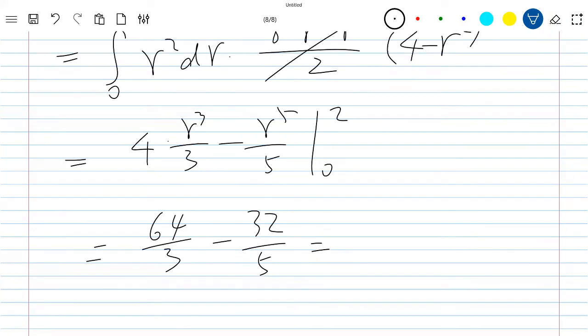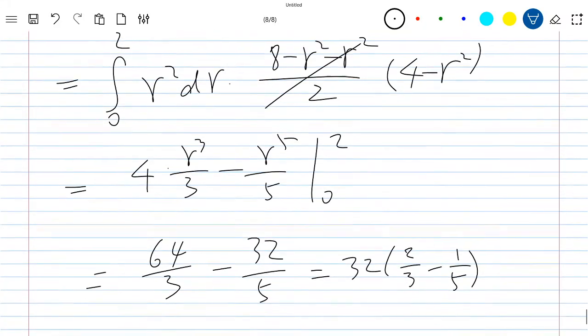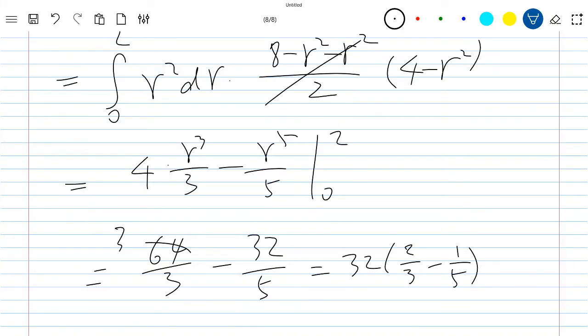And that is, factor out 32. So you get 2/3 minus 1/5. Oops, did I make a mistake somewhere? Oh, that's wrong. This is also 32, 4 times 8. So you get 1/3. And that's 5 minus 3, which is 2 over 15. Okay, so that's the same result.